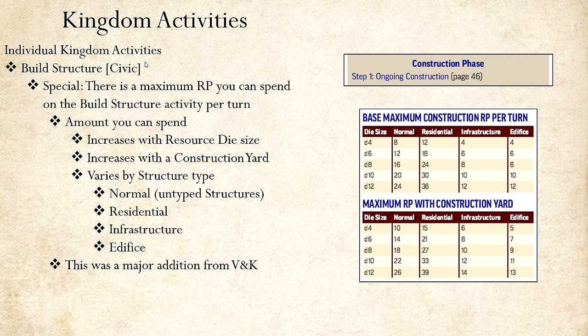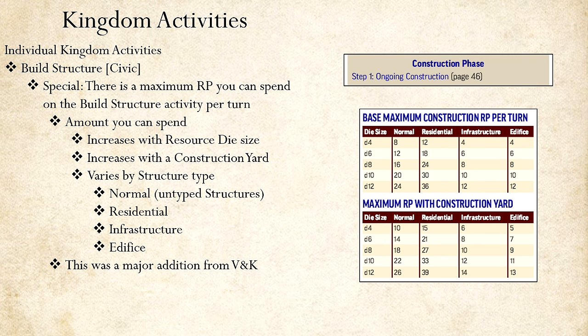Additionally, there is a different limit we have to be aware of. There's a maximum amount of resource points that you can spend on the build structure activity in a given turn. The amount you can spend increases with your resource die size. So as your resource die size, which is tied to your kingdom size, increases, you can spend more resource points on construction. The amount you can spend also increases if you build a construction yard, which is good. We like that.